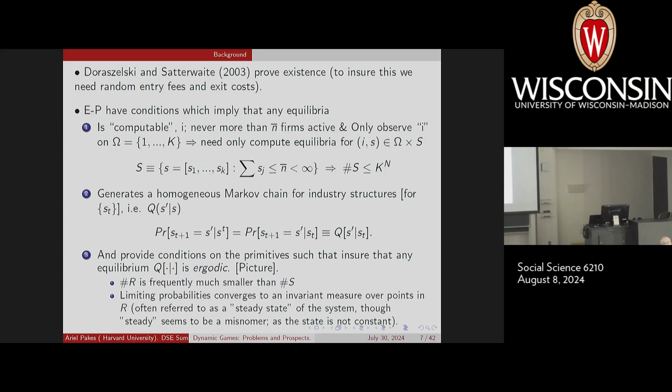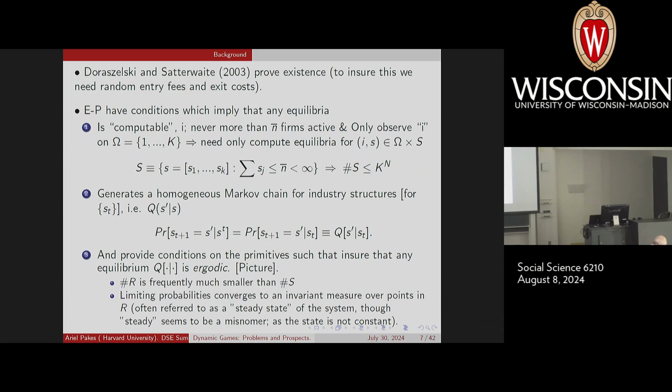So, Laurits-Seltzkin: how do I prove existence? For this, you need random entry and exit costs. Most of the time, I don't use it. It just complicates things, and it always converges. The original Ericson-Pakes paper gave conditions where there are never more than n bar firms active, and we only observe firms on a finite set of states, 1 to k. It's easy to get this. If profits are bounded, then n is always less than some upper limit. And the lowest possible state is a state where a monopolist would stay in.